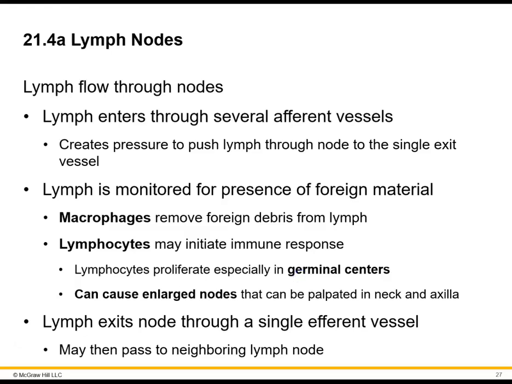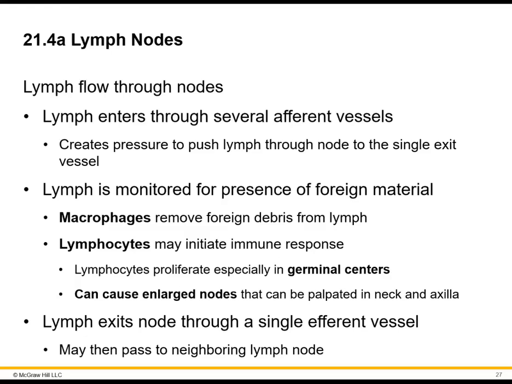All right, how does lymph flow through the nodes? Well, remember, it's going to enter through those several afferent vessels, and these multiple afferent vessels are going to create pressure that pushes the lymph through the node to that single exit vessel, the efferent vessel. During this, lymph is going to be monitored for the presence of foreign material. Macrophages are going to remove foreign debris from the lymph. Lymphocytes may initiate immune responses.